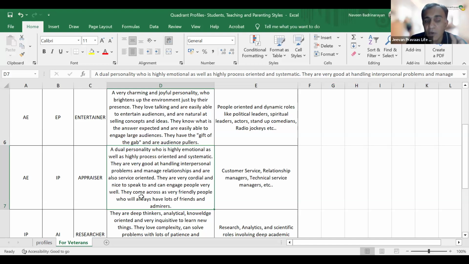So sir, your profile itself is a little paradoxical, because you have opposite quadrants. Atul sir's quadrant is AE and IP, which are completely opposite. That means he's a paradoxical profile.